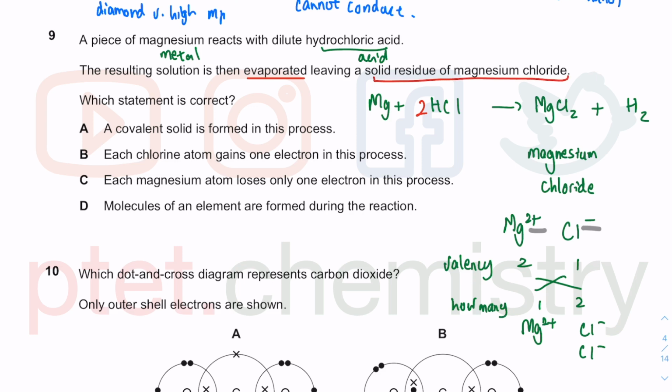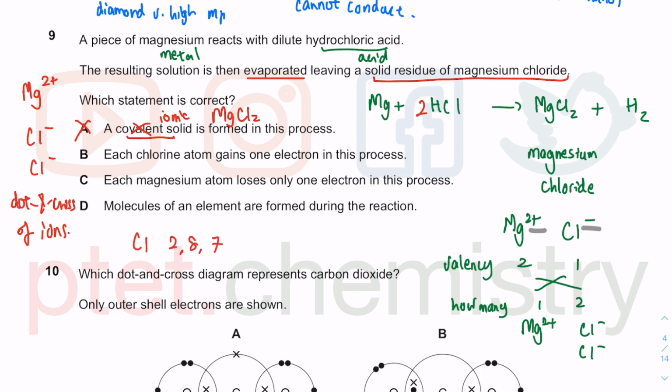Which statement is correct? Covalent solid, that is wrong. MgCl2 is between a metal and a non-metal, so you would draw the dot and cross of ions, not of molecules. That is wrong. Each chlorine atom gains 1 electron. That is correct, because each chlorine is already 2,8,7, and when you gain 1 electron, you can get to a completely filled outer shell. But then we also know that each magnesium can give away 2 electrons, but each chlorine atom can only accept 1. That's why you need 2 chlorine atoms forming 2 Cl- in order to balance out the charges.